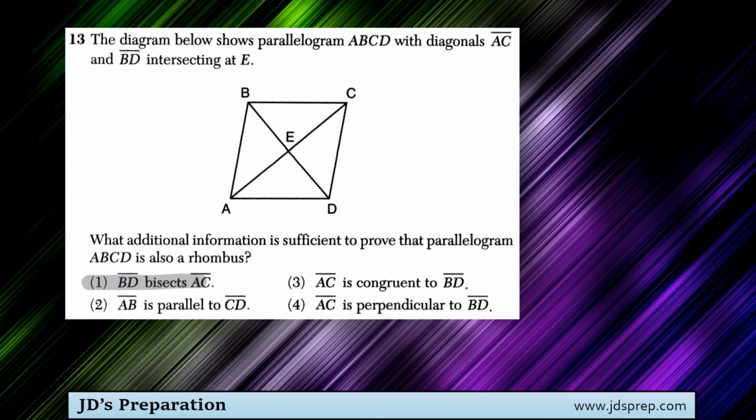Well, one way to prove that a parallelogram is a rhombus is to show that the two inner diagonals are perpendicular bisectors of each other. So just the fact that one of them bisects the other is not quite enough to prove that it's a rhombus.